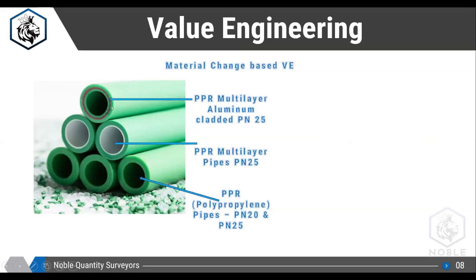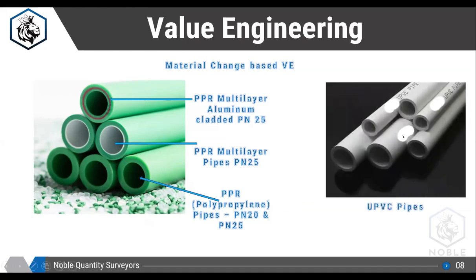So there is a difference of almost 50% between PPR aluminum and normal PPR pipes. So this much value engineering you can do. If there is a 10,000 linear meter requirement in the entire building, just imagine if you are reducing a 50% cost, how much cost you can reduce only for the pipes, only doing a value engineering in the pipes.